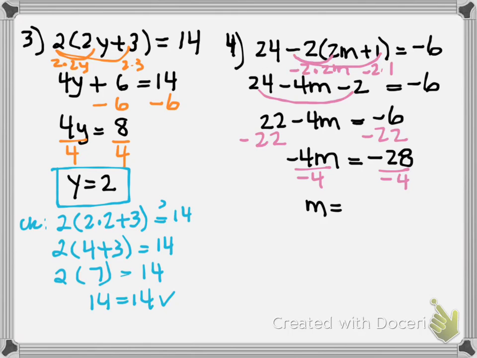Now over here, I have a new set of rules. If I multiply or divide and the signs are the same, I get a positive. If they're different, I get a negative. Here, they're the same, so I get a positive, and 28 divided by 4 is 7, okay?